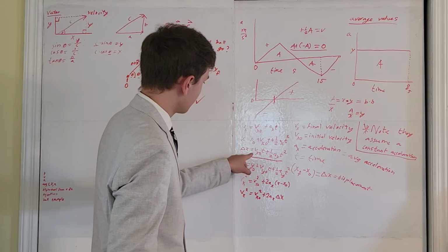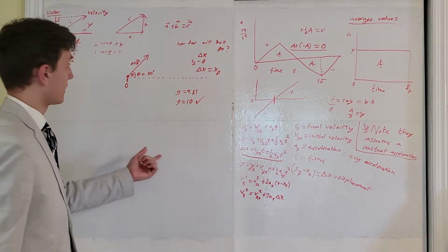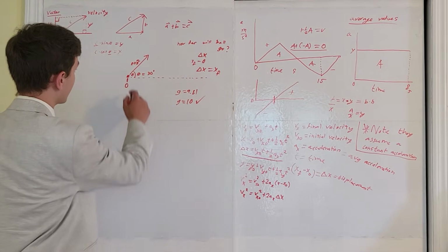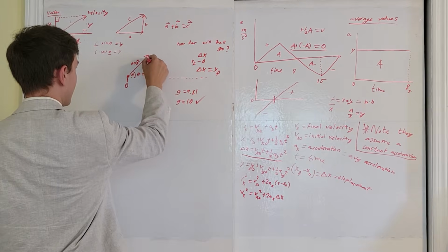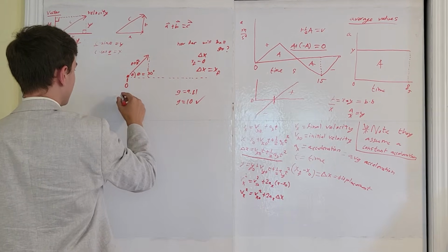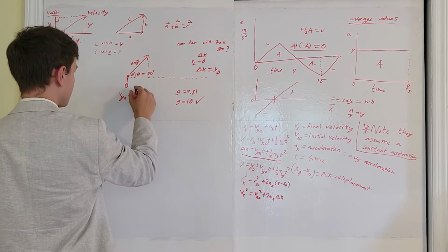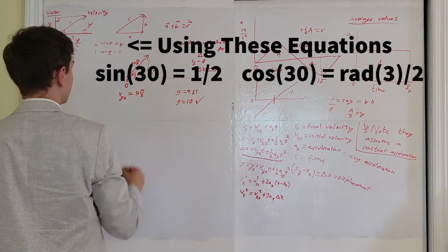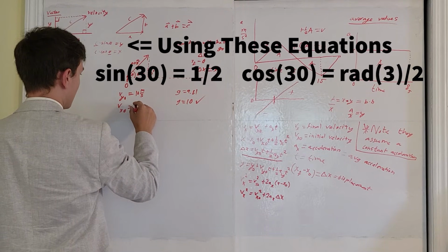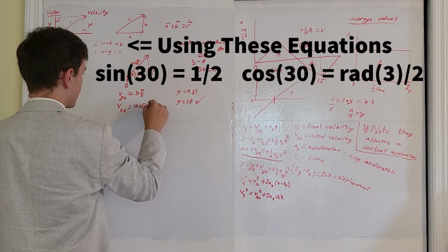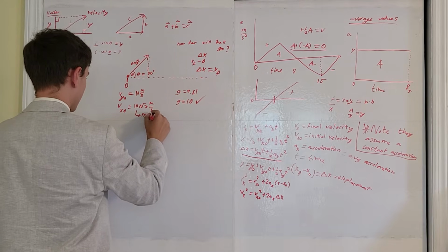I'm looking for displacement, and I want to find velocity in the x direction. I'm not directly given velocity in the x direction, but I can find it by resolving this into components. Recall that the sine of our angle gives us the vertical vector, so our velocity in the y direction initially equals 10 meters per second, and our velocity in the x direction initially equals 10 root 3 meters per second. Let me pull out my calculator. That gives us 17.32 meters per second.